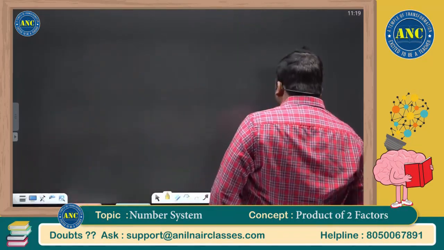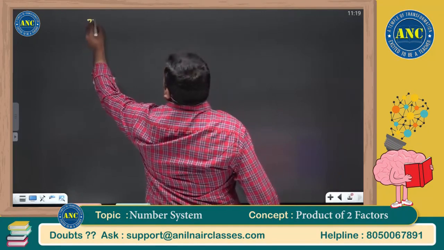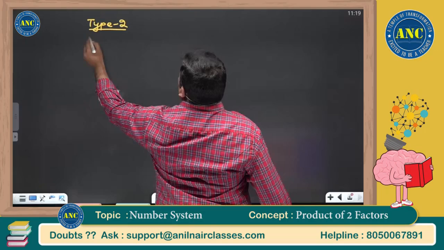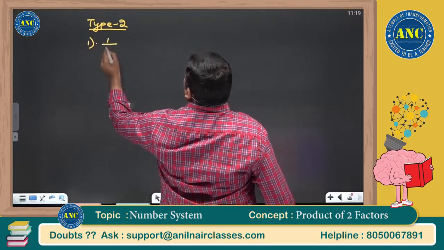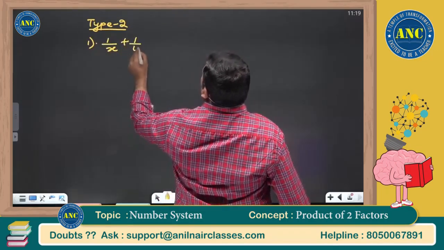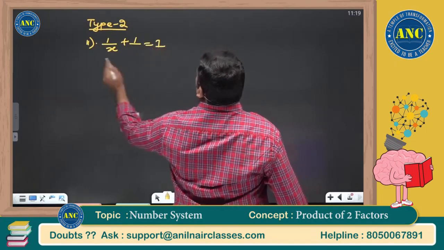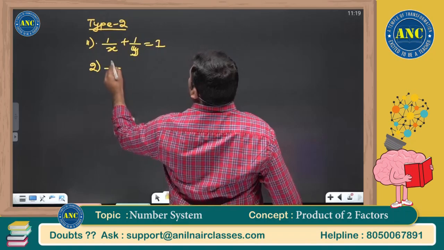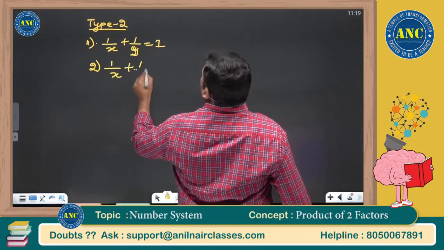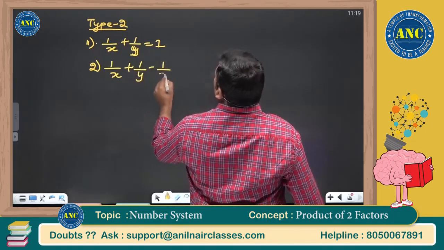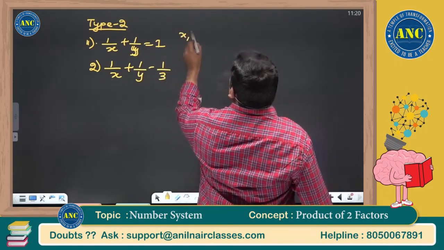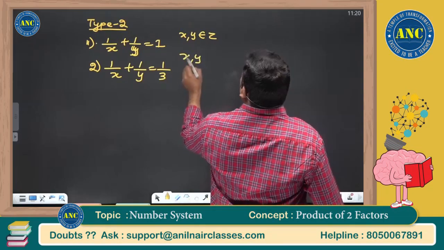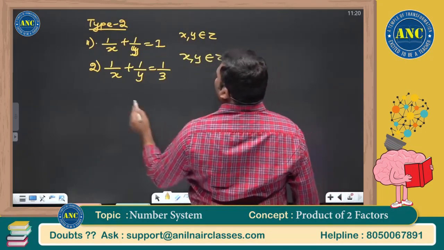Type number 2. First we will write the questions so that you will come to know in order. First question: 1 by x plus 1 by y equivalent to 1. Second question: 1 by x plus 1 by y equivalent to 1 by 3. x and y are integers. Anyway, I specified that x and y are integers.